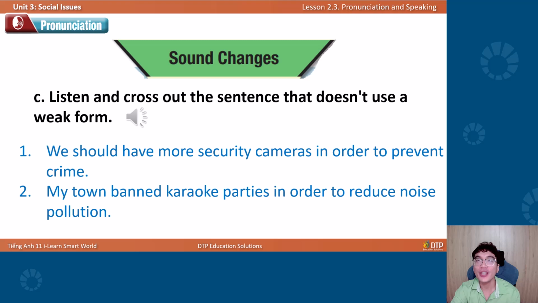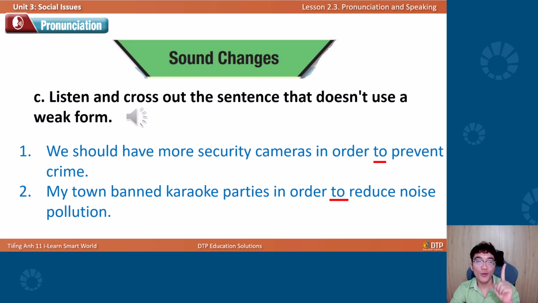In this part, you listen and cross out the sentence that doesn't use a weak form. So, number 1 or number 2. Listen carefully, please. Pronunciation. We should have more security cameras in order to prevent crime. My town banned karaoke parties in order to reduce noise pollution.